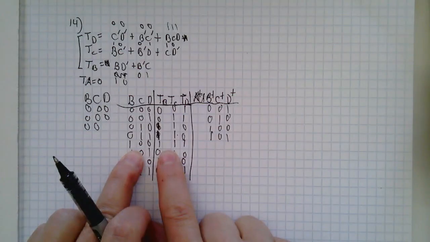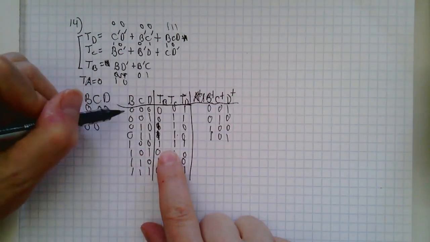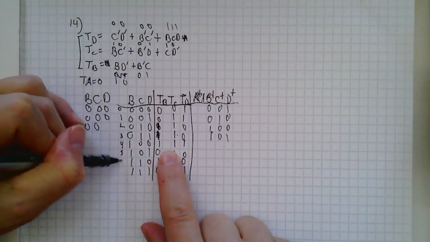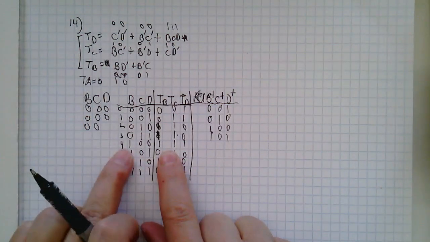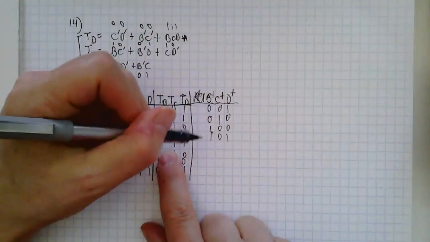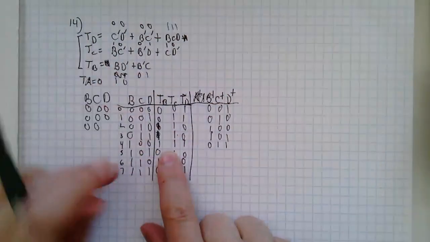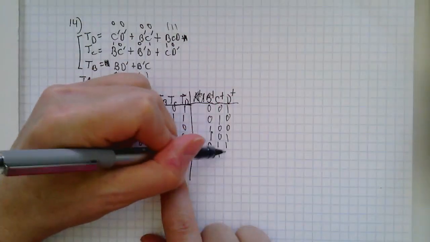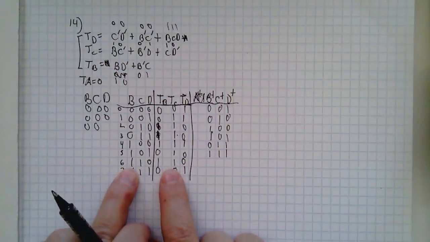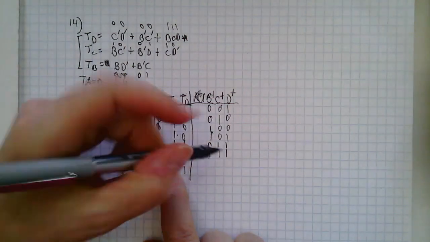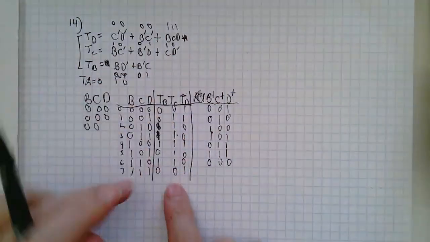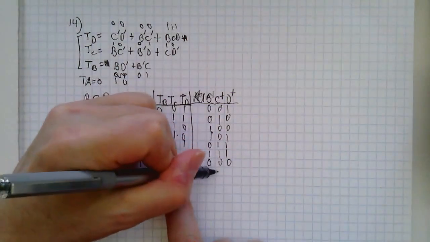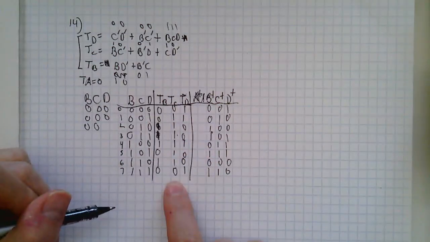This is 0, 1, 2, 3, 4, 5, 6, and 7. So on row 4, I flip every bit, so 1, 0, 0 becomes 0, 1, 1. In row 5, I flip the middle bit, so I get 1, 1, 1. Row 6, I flip the two most significant bits, and I get all zeros. In row 7, I flip the least significant bit, and I get 1, 1, 0. So now I've got a present state, I've got a next state.